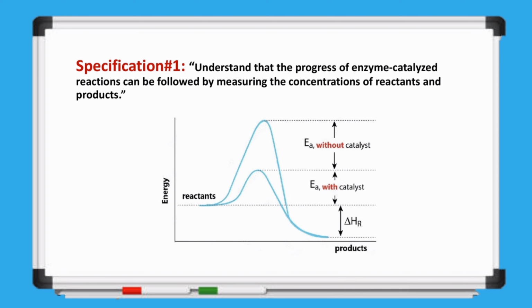Enzymes act as catalysts by lowering the activation energy needed to start a reaction. Now we will learn that enzyme activity can be tracked by measuring changes in reactant and product concentrations over time, allowing us to observe reaction rates and how they vary under different conditions.